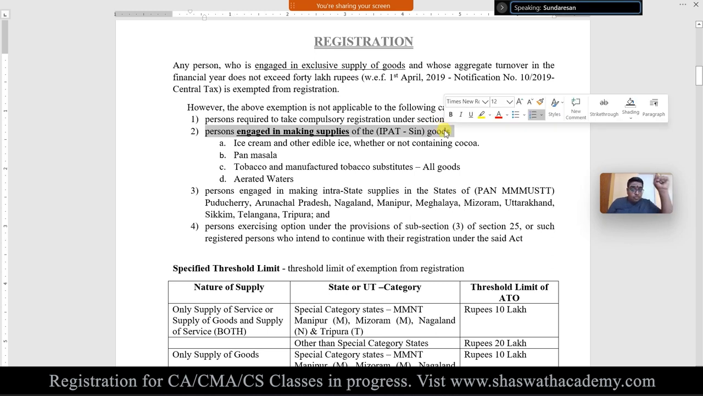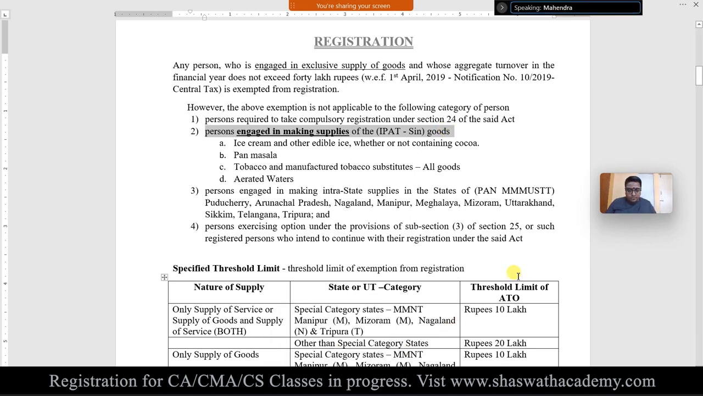So Sundaresan supermarket having IPAT goods in the supermarket is restricted, even if it is in Tamil Nadu. All goods, sir. No services provided in the supermarket. All FMCG goods, sir. Still, Sundaresan is liable to register upon crossing the threshold limit of 20 lakhs, assuming he is in Tamil Nadu. Is it clear? Yes, sir. Right. Shall we go for the next one, my dear?